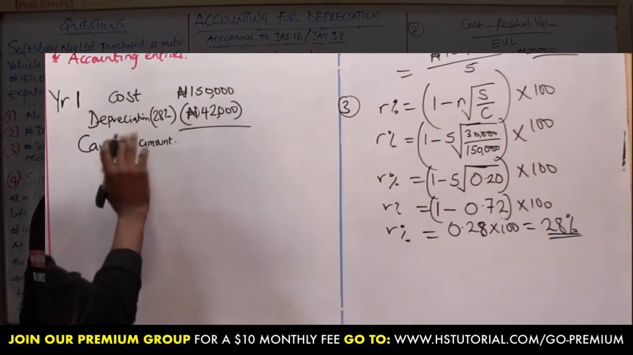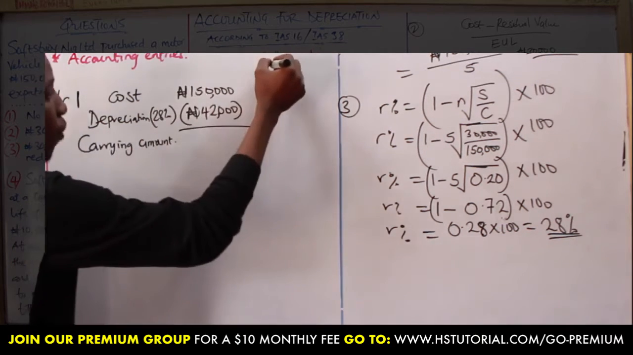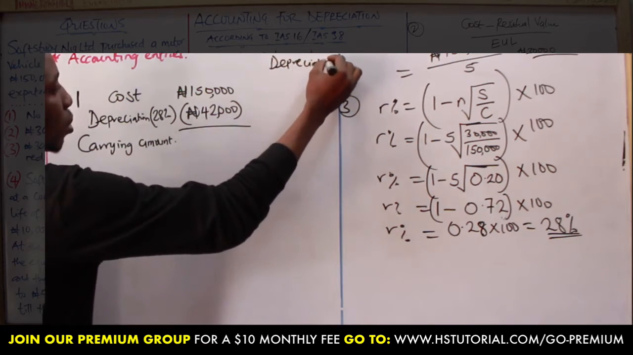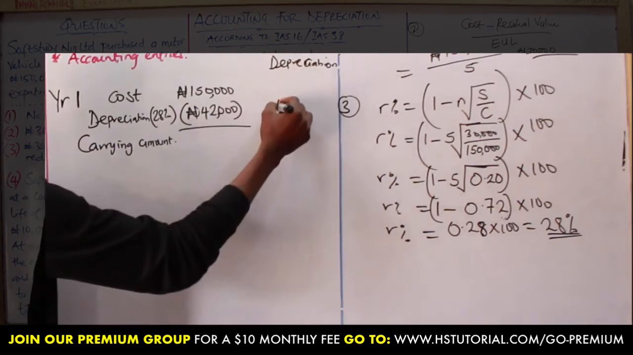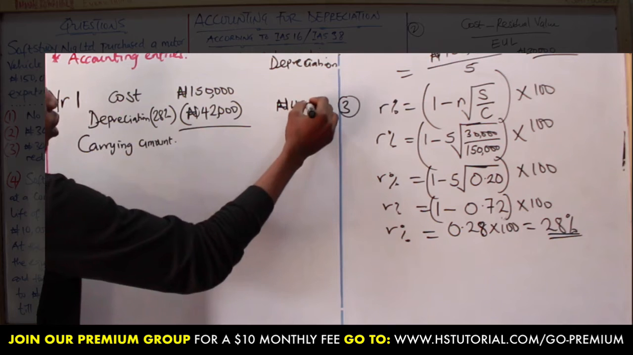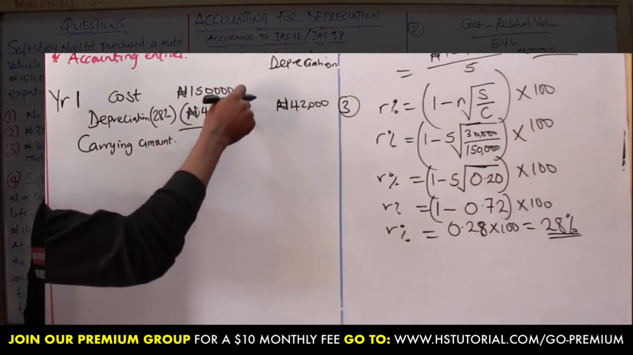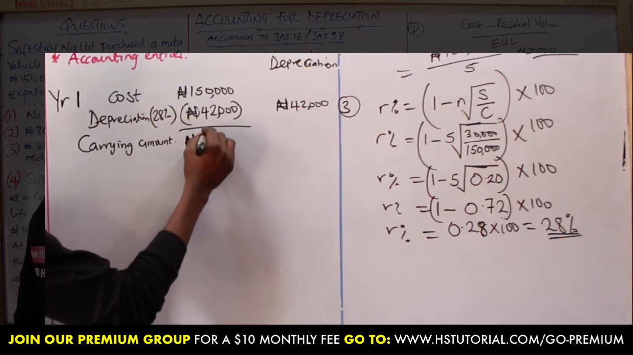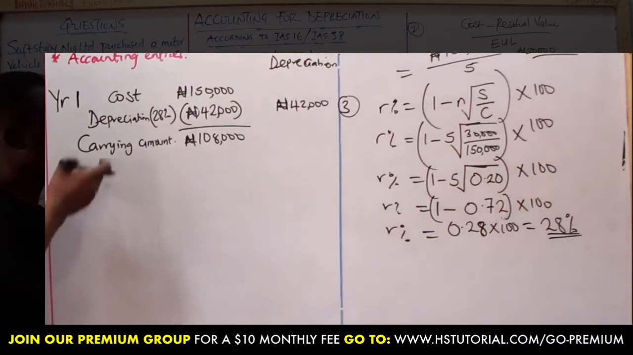Okay, so for you not to be searching for what the depreciation is, the best thing to do is to bring out the depreciation amount as you are solving. So what is the depreciation amount here? We have 42,000 naira. When we deduct 42,000 naira from 150,000 naira, what do you have? You have 108,000 naira. Okay, so this is our new carrying amount.